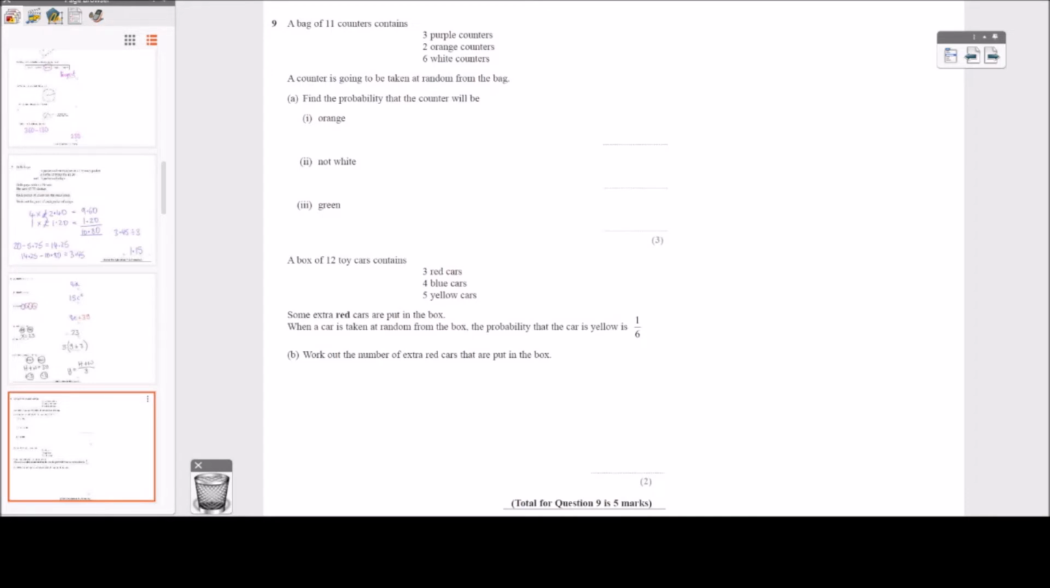Question 9. So we've got 11 counters in a bag. Find the probability that the counter will be orange. So when it's probabilities, always aim to do it in a fraction if you can. So oranges, we've got 2 orange out of a total of 11 counters. So that's going to be 2 out of 11. Right, not white. So we've got 6 white. So we've got 5 that aren't white. So that's going to be 5 out of 11.